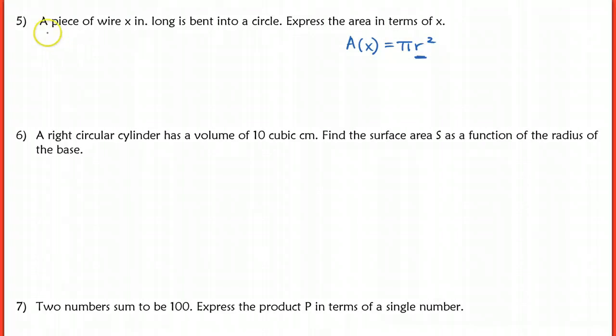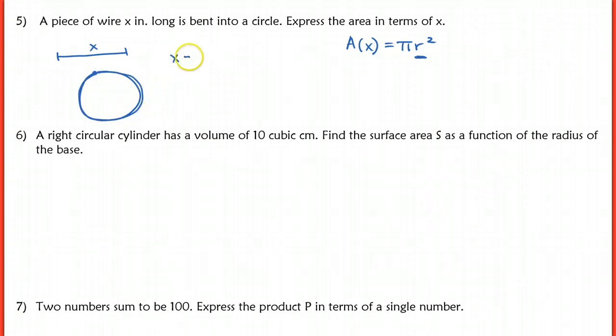So let's work on the first part here, which is giving us the constraint. We started with a piece of wire that's x inches long, and then we bend that so that it forms a circle. That's telling us a constraint: the circumference of this circle has to equal x units. Circumference is 2 pi r, and since the circumference is equal to x, now I have an equation that relates r and x. I want to get rid of r, which means I need to solve for r. So I have r equals x over 2 pi.